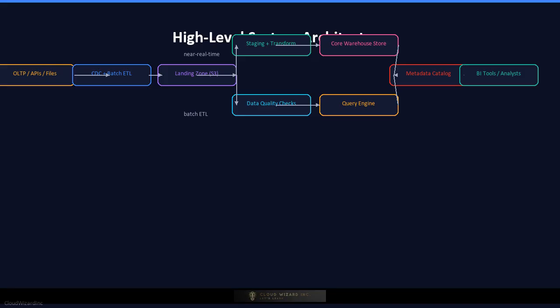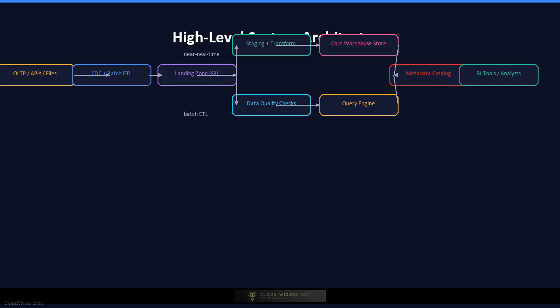Here is the high-level system architecture. On the left, source systems feed data into the ingestion layer through 3 paths. Batch ETL jobs using tools like Apache Spark or dbt pull snapshots from OLTP databases on a schedule. A change data capture stream using Debezium or Kafka Connect captures row-level changes in near real time. And a landing zone on cloud object storage like S3 or GCS receives raw files. The ingestion layer writes raw data into a staging area.